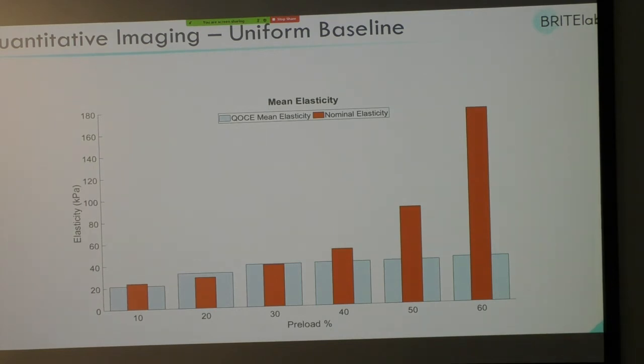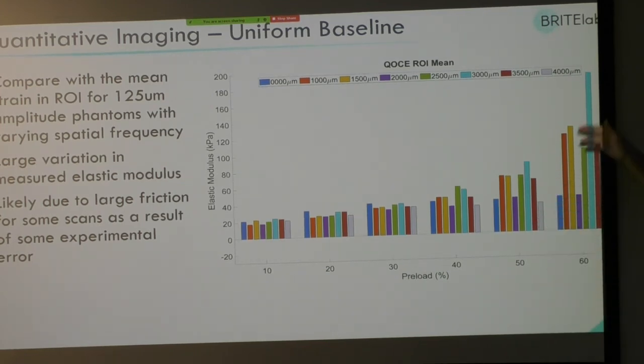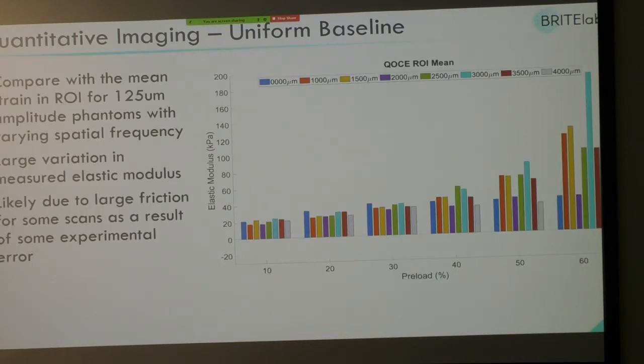And this was found to not always be the case. So just a rough comparison with the 125 micron amplitude phantoms, you see that for some of them, the measured modulus did actually get up to around the 180 kilopascal range that we expected. So what's likely happened here is there's some experimental error, and I'll talk briefly about that later. It's likely due to friction between the stress layer and the imaging window.